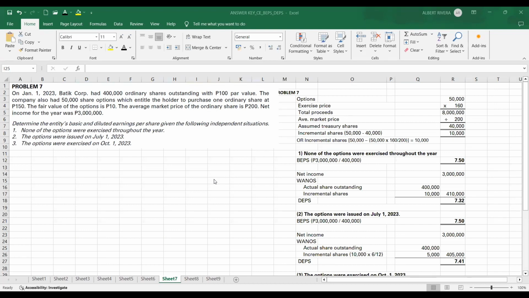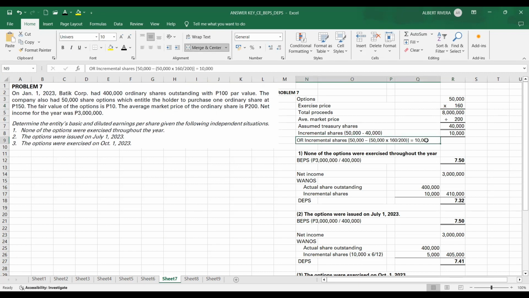Okay. So the first thing to do is to compute for the incremental, no? Incremental shares. Okay? So the incremental shares can be computed. The shortcut formula is this. Okay, you have the 50,000 options minus 50,000 times 160. 160 is the exercise price divided by the 200, no? The market price.